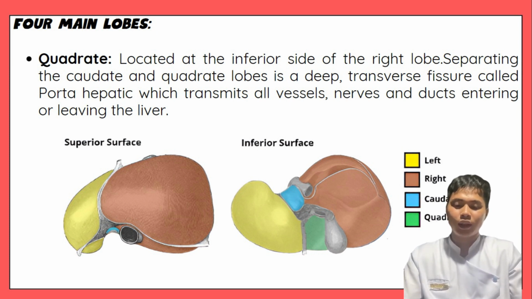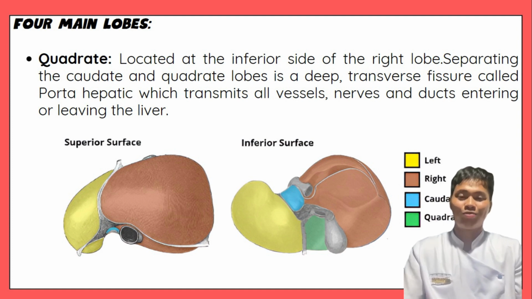As you can see in the given picture, the legend shows that the yellow is the left smaller lobe, the brown one is the right bigger lobe, the blue one is the caudate, and the green one is the quadrate. In the superior surface, we cannot see the quadrate, but we can see a small part of the caudate. But in the inferior surface, we can see all of the lobes: the smaller left lobe, the right bigger lobe, and the caudate and the quadrate part.